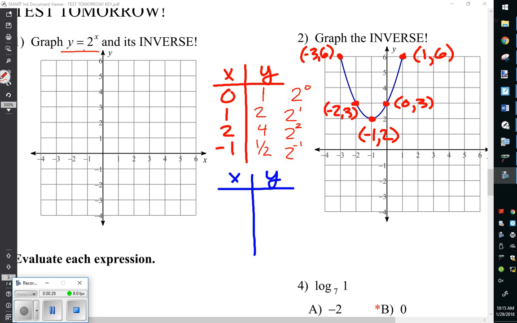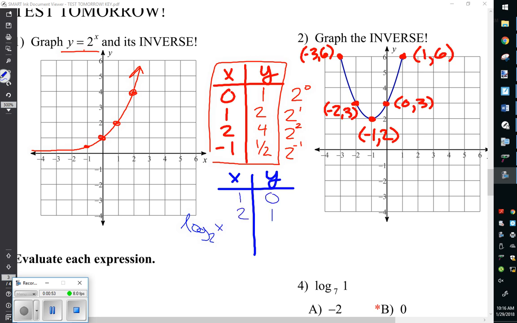So my job right now is to graph those ordered pairs. So 0, 1; 1, 2; 2, 4; and then at negative 1 I'd be at 1/2. So my graph is going to start slow and then take off in that fashion. To graph the inverse, remember the inverse of that would be log base 2 of x. And all we're doing is taking those ordered pairs and flipping them. So it gets me something like this.